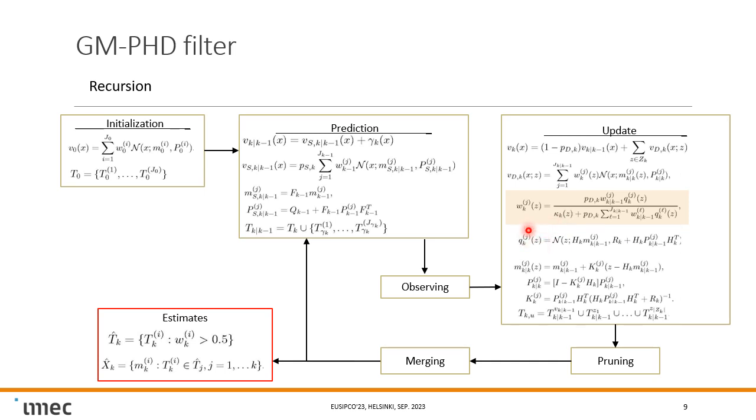And these weights specify the significance of the Gaussian components. And the strongest components are considered as the set of the targets given by the filter. So only the states with weights which are higher than a threshold are considered as the set of the states in that instance. But other states still remain in the loop.